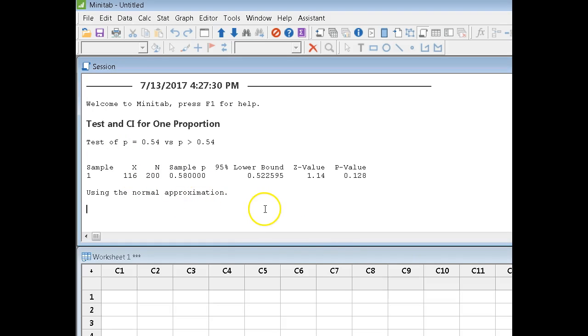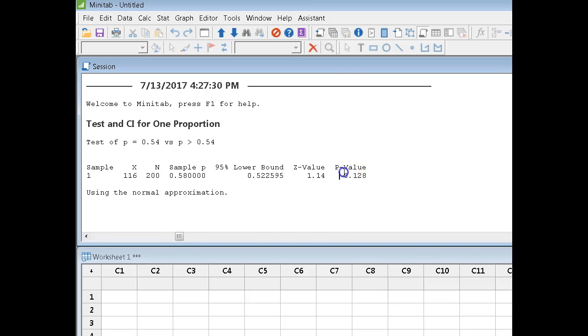And you should always go and have a look at this printout. So first of all, you've told it, there's your null hypothesis. What is your alternate hypothesis? Please check this. Your alternate hypothesis is greater than. Okay, we gave it some data of 200 people surveyed, 116 of them graduated with student debt. There's my sample proportion worked out. Minitab gives me my test statistic, and it gives me my p-value.